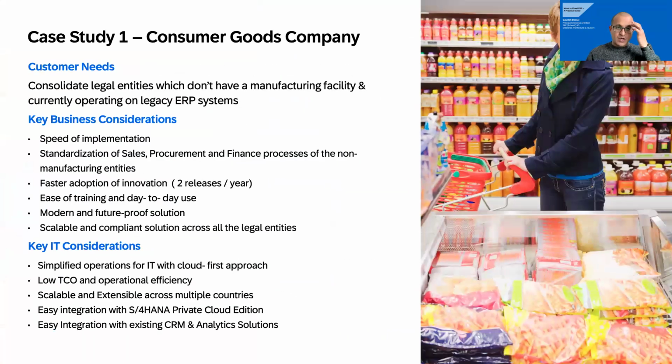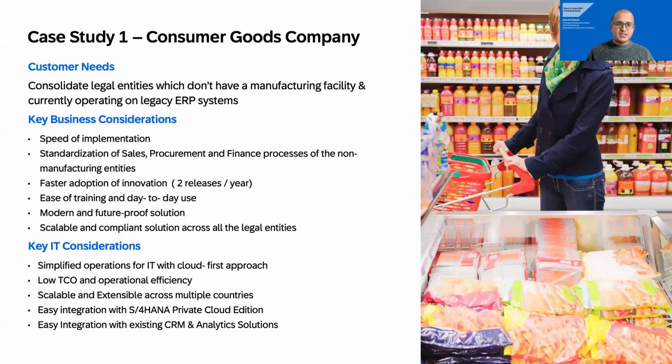Now we go into a case study of a consumer goods company. This is a company which wanted to integrate a large number of legal entities which did not have manufacturing and were operating on a legacy system. So for those companies, they spun up a public cloud instance and started onboarding all of them there without disrupting anything on the main tier one S/4HANA public cloud instance.